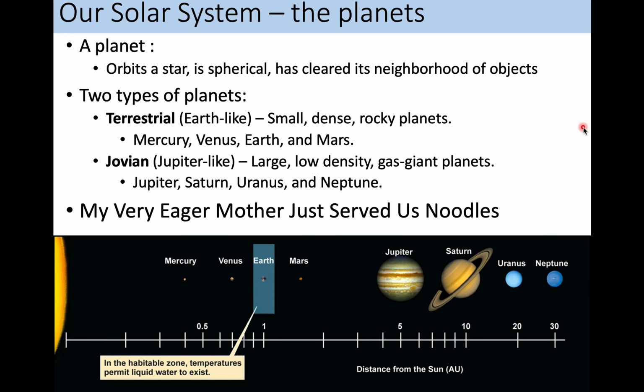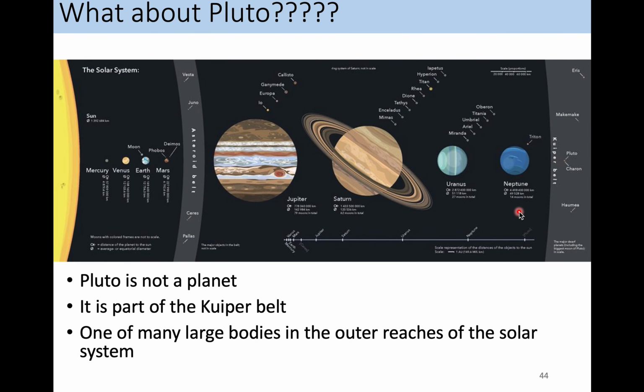So when I learned this cheat, it was actually my very eager mother just served us nine pickles, because Pluto was a planet when I was originally taught, or was considered a planet when I was originally taught about our solar system. Upon further learning, Pluto is not a planet, so it does not fit the definition. Remember that a planet has to be spherical, it has to be orbiting a star, and it has to have cleared its neighborhood of other objects. So Pluto is not a planet because it does not fit that definition.